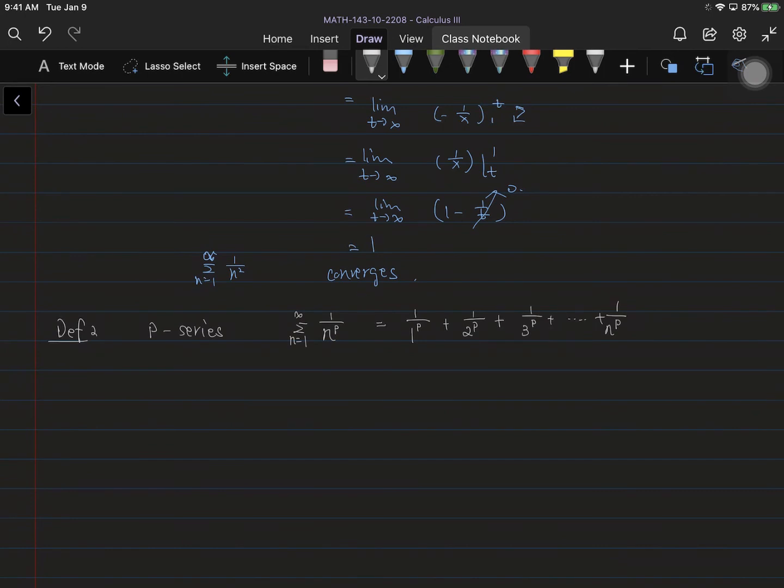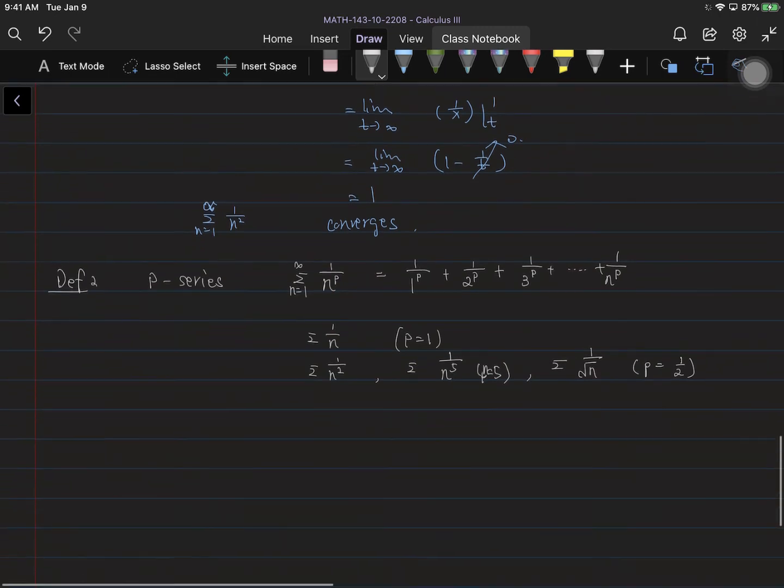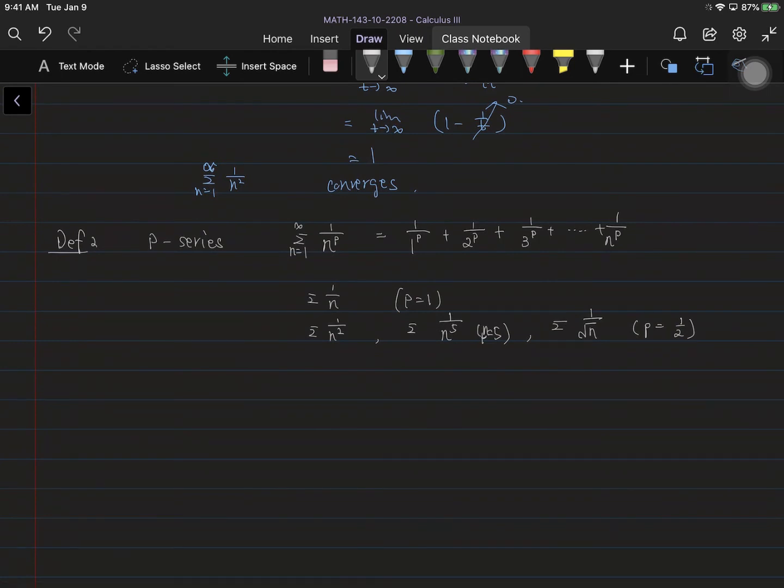So for the p series, you can see the harmonic series is a special p series because this is for p equals 1, right? And 1 over n squared is a p series. 1 over n to the fifth is a p series. 1 over square root of n is also a p series because that means p is 1/2, and this means p is 5. Okay, they are all called p series. Now let's take a look. Example 4.